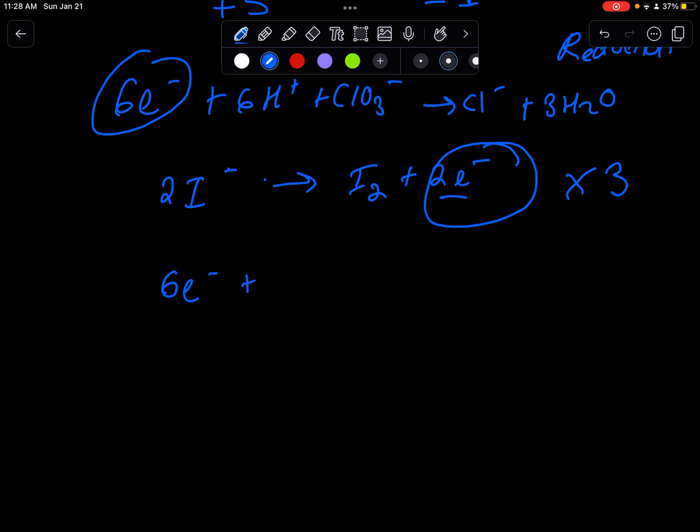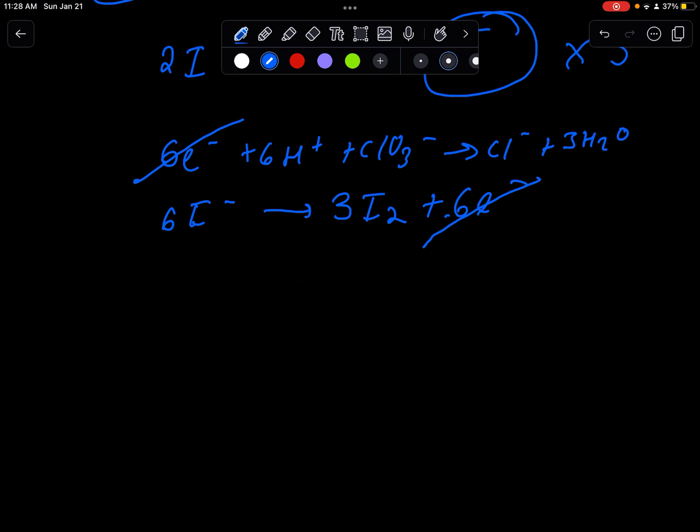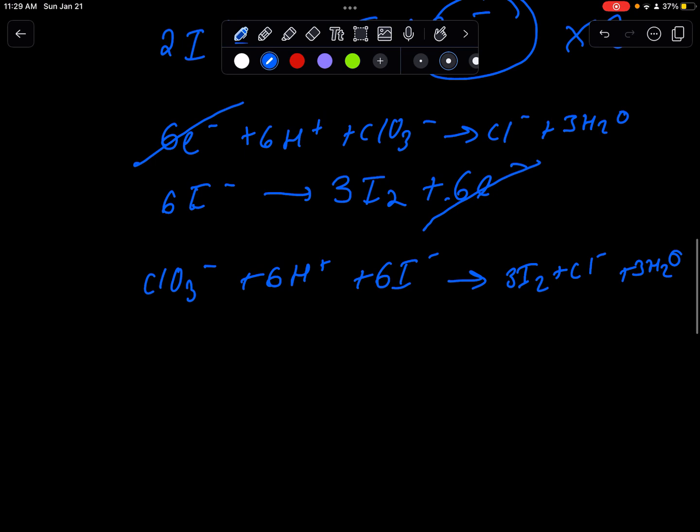So we get 6e⁻ plus 6H⁺ plus ClO3⁻ goes to Cl⁻ plus 3H2O, and 6I⁻ goes to 3I2 plus 6e⁻. We can cancel the electrons now, which is what we do in all cases. So we get ClO3⁻ plus 6H⁺ plus 6I⁻ goes to 3I2 plus Cl⁻ plus 3H2O. This is the balanced redox equation, and what we are doing is adding this equation to this equation. If something appears on both sides, you can cancel it, provided that they both have a coefficient of 6.